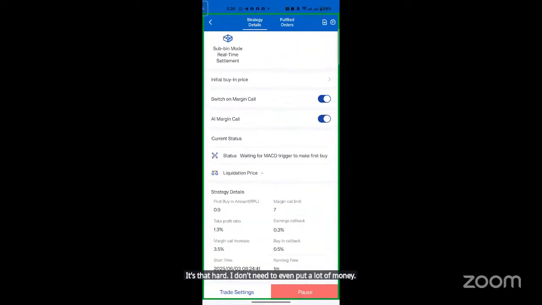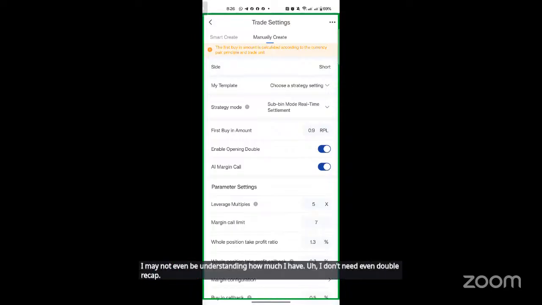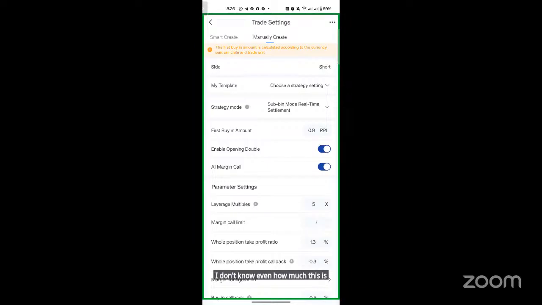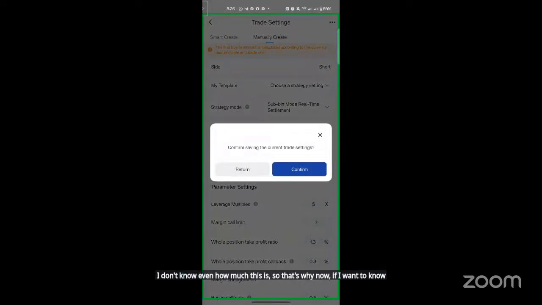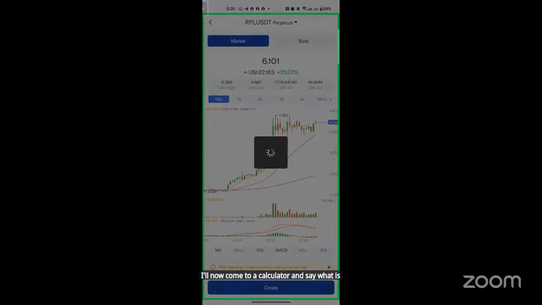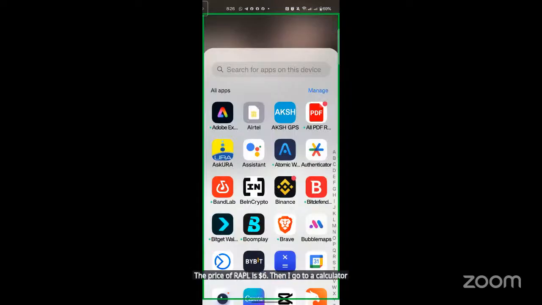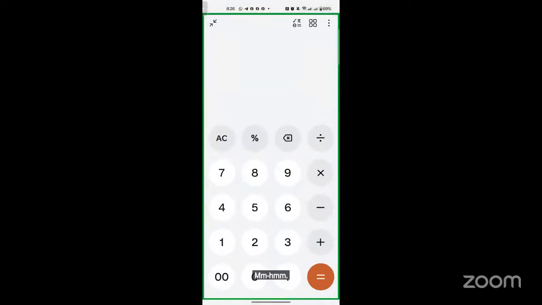I may not even be understanding how much I have. Let me even double it up. I don't know even how much this is. So that's why now, if I want to know how much, I'll come to a calculator and say, what is the price of RPL? The price of RPL is $6. Then I go to a calculator. 0.9 is what they accept times 6.1. It is $5.